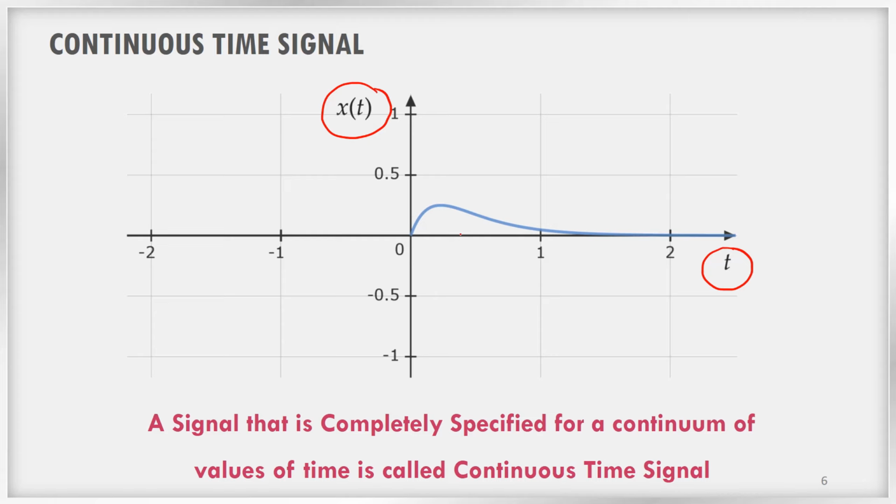Here time is continuous. Even if you zoom into this portion, and keep zooming in and zooming in, there are values specified. Even values specified for nanoseconds, even values specified for picoseconds. Even if you zoom in and zoom in inside the time axis, you can see that the amplitude values of the signal are specified. So that is the definition of a continuous time signal: a signal that is completely specified for a continuum of values of time is called a continuous time signal.